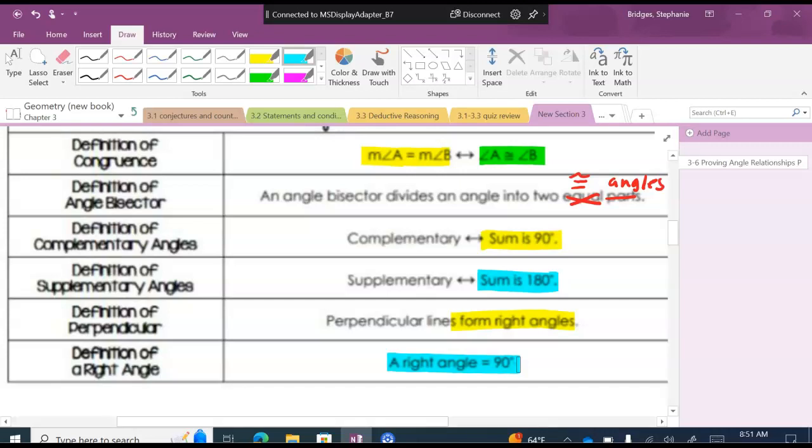Definition of angle bisector. If you are told that you have an angle bisector, you should be able to state two congruent angles. If you are told that two angles are complementary, you should say that the measure of those two angles would add to be 90. The same thing with supplementary, except it's 180. If you are told you have perpendicular lines, you should be able to name some right angles. And if you were told you have right angles, you should be able to say that those angles measure 90 degrees. So far, so good?